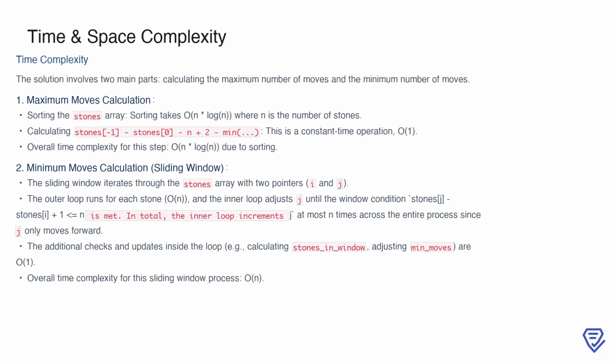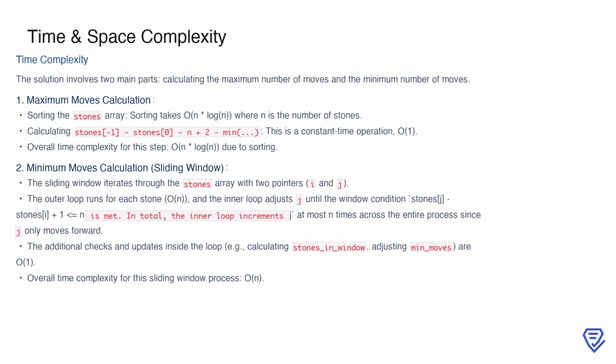In this problem, the time complexity is driven by two main calculations: the maximum number of moves and the minimum number of moves. For the maximum moves calculation, the first step is sorting the stones array. Sorting is the most time-intensive part of this step, taking O(n log n) time, where n is the number of stones. Once sorted, we perform a constant time calculation involving the range of the stones and some adjustments to determine the maximum moves, which runs in O(1). Thus, the overall complexity for this part is O(n log n), dominated by the sorting step.